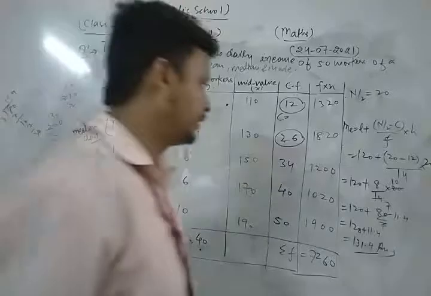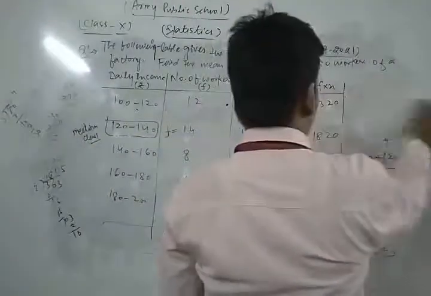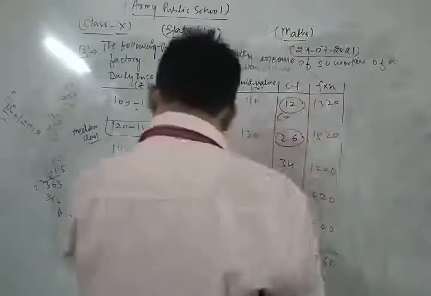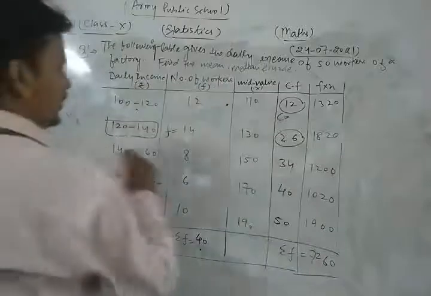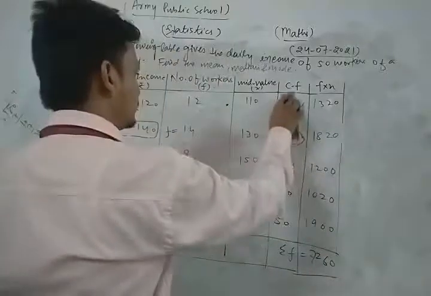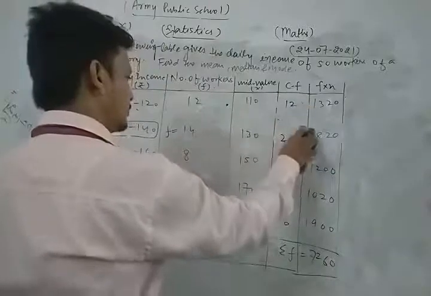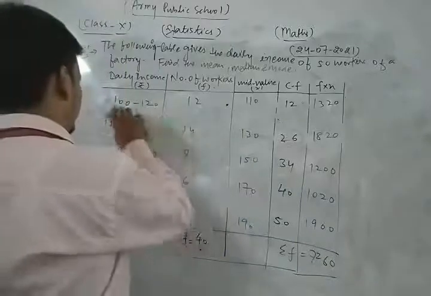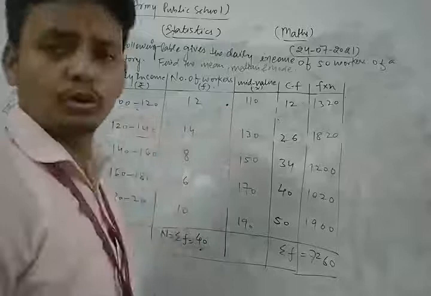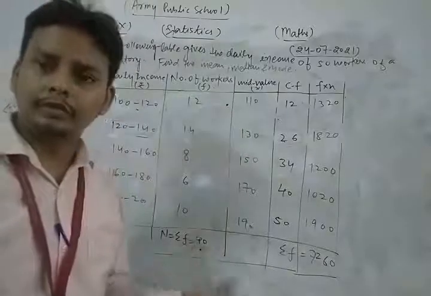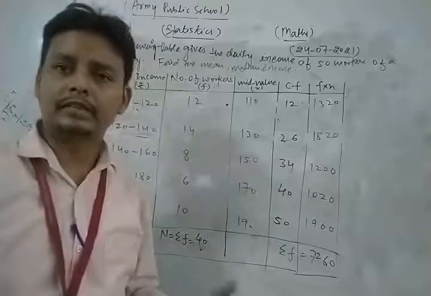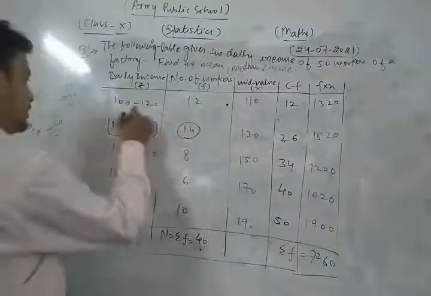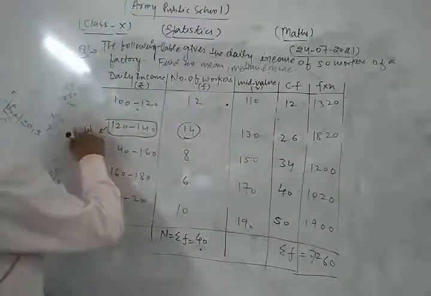Now we also find the mode of the given data. Let's see. Now, dear students, for finding the mode of the given data, first of all we find the modal class, and that class is the modal class which has the maximum frequency. So the class that has the maximum frequency, 14, is the modal class, which is 120 to 140. This is the modal class.